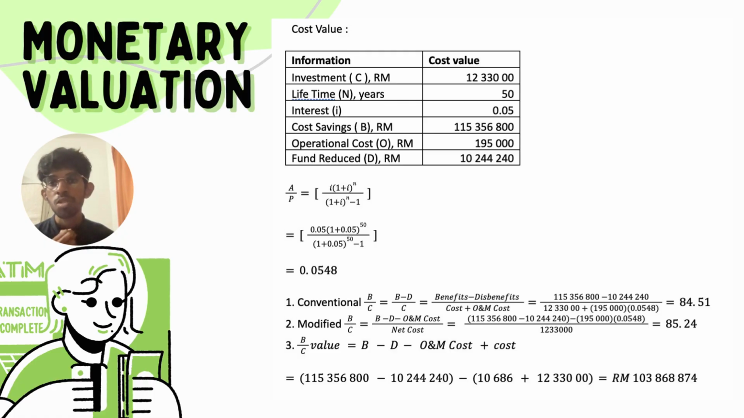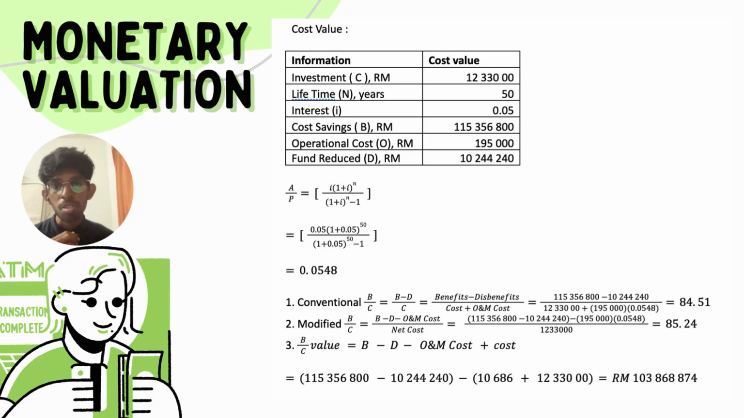Okay, now back to the calculation. I have tabulated all the information here. As we can see, the investment lifetime per year, interest, cost savings, operation cost, and fund reduction for our project are mentioned here. Now we have calculated the A over P value by using these formulas, and we have 0.0548. Then we compute the conventional B over C formula, where benefit minus disbenefit is divided by cost.